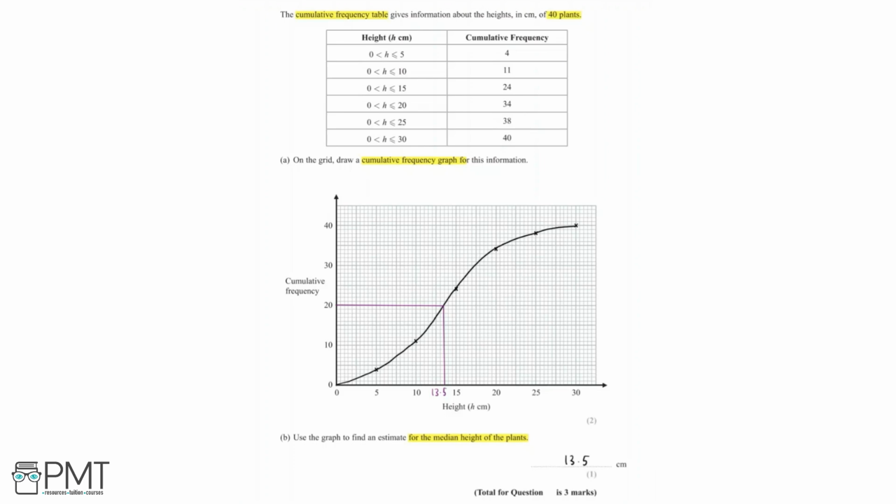Now this question is worth 3 marks. We get the first 2 marks for a fully correct cumulative frequency graph, which means that all 6 points need to be correctly plotted, and that the points need to be joined by a smooth line and extrapolated back to 0. And we get the third and final mark in this question for using our graph in order to find an estimate for the median height of the plants, and for finding that the median height of the plants is approximately 13.5 centimetres, allowing us to get the full 3 marks needed in this question.